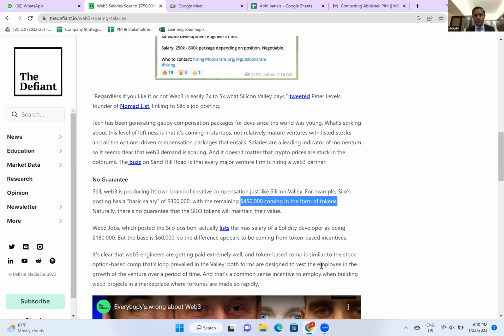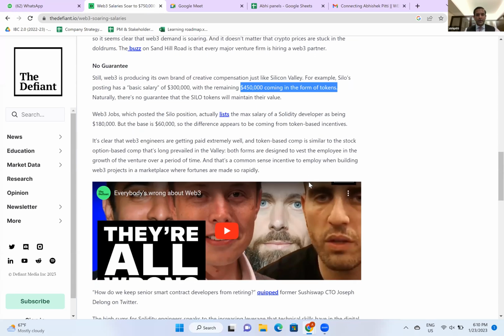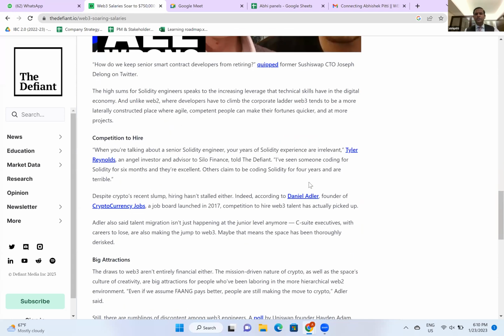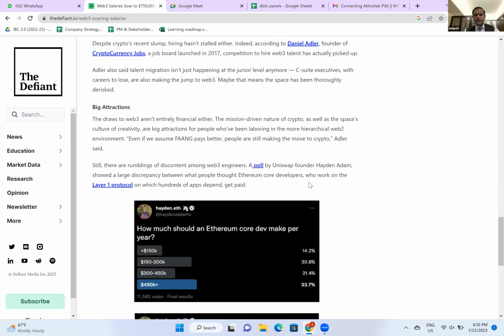That's additional. It's like a bonus you get in a company. In traditional Web 2.0, it's called shares in a company. In Web3, it's called tokens. But I would say, don't trust us. Just Google and find out what is really happening.